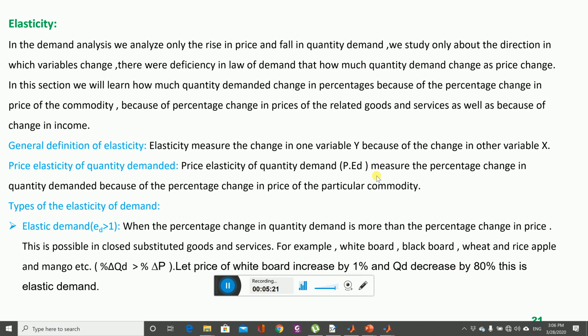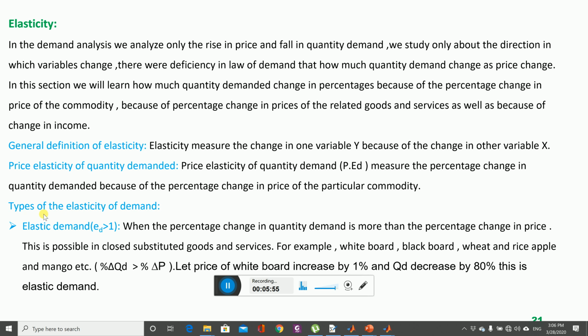Price elasticity of quantity demanded measures the percentage change in quantity demanded because of the percentage change in price of the particular commodity. As I told you, why do we call this price elasticity? Because quantity demanded is changing because of the change in price. That is why we call it price elasticity of demand. So price elasticity of demand measures and calculates the percentage change in quantity demanded because of the percentage change in price.